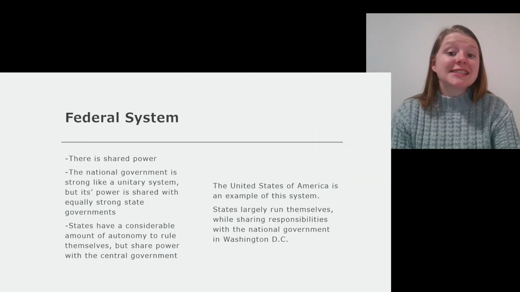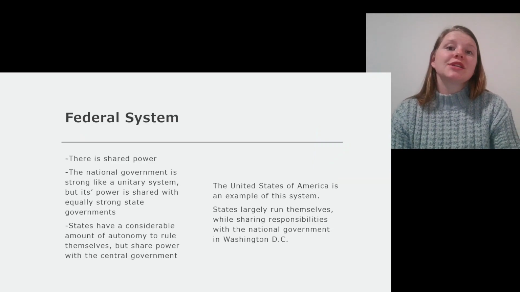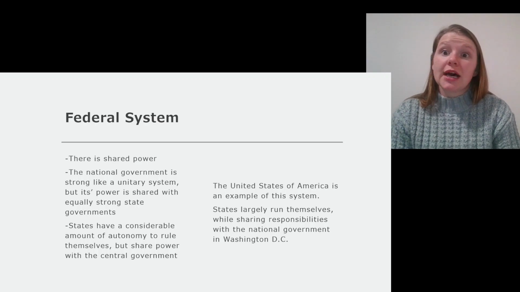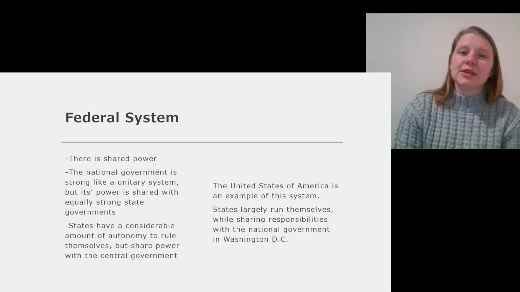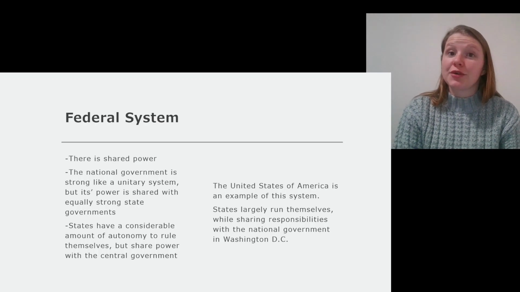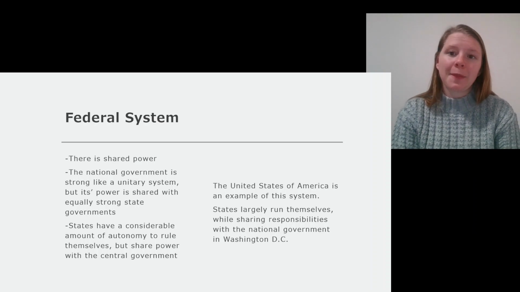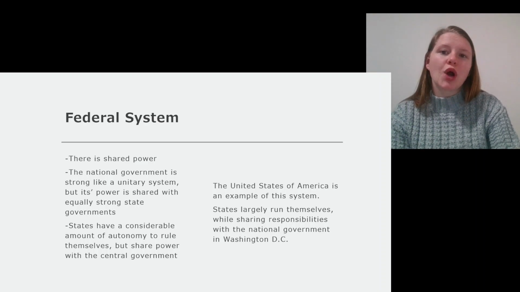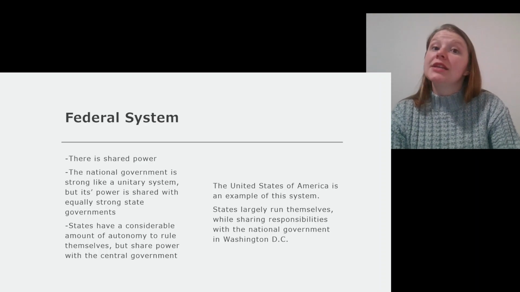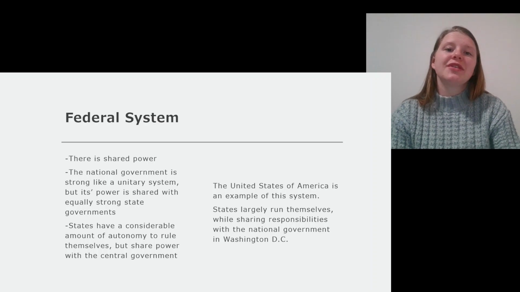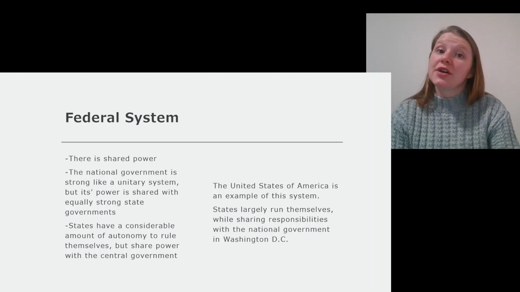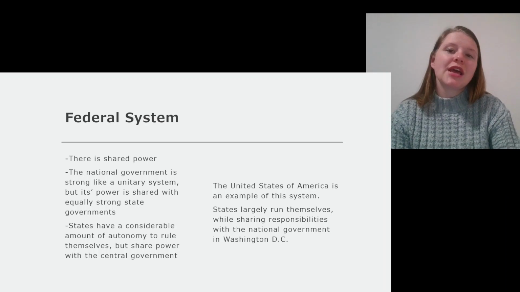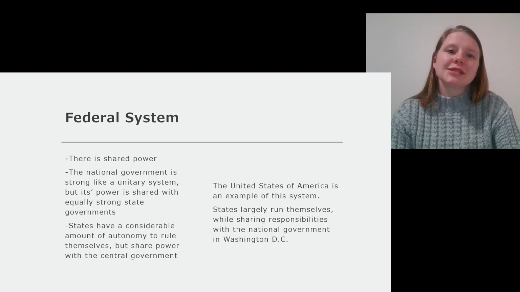In the United States, we have the federal system, where states largely run themselves, while sharing responsibilities with the national government in Washington, D.C. The national government is strong like a unitary system, but its power is shared with equally strong state governments. States have a considerable amount of authority to rule themselves, but they share power with the central government.